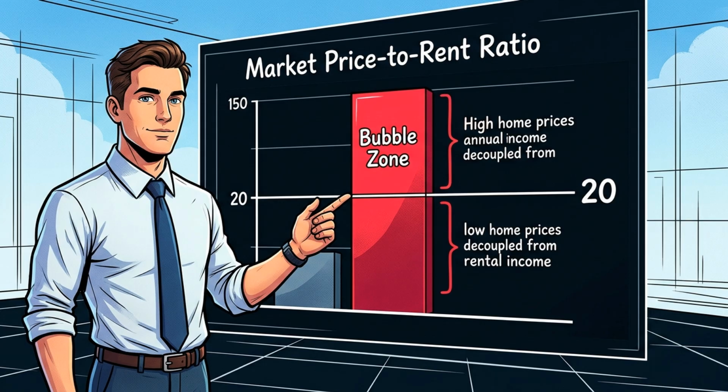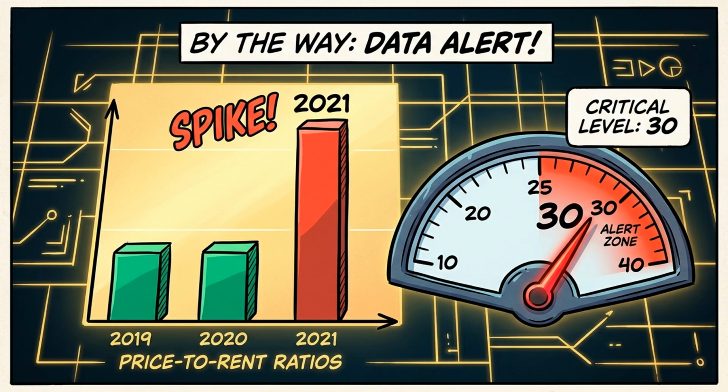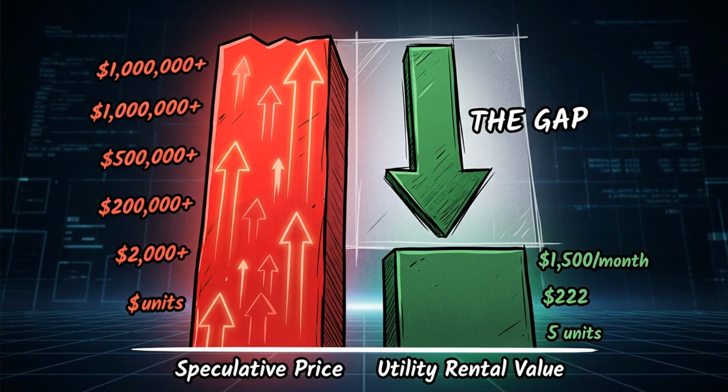A ratio above 20 suggests that the market is in a bubble where home prices have decoupled from the actual rental income potential of the area. Think about the massive spike in prices we saw in many urban areas around 2021. If you ran the price to rent ratio in those cities, then you would have seen numbers hitting 25 or 30. That was a massive red flag. It meant prices were rising solely based on speculation rather than the utility of the houses themselves.